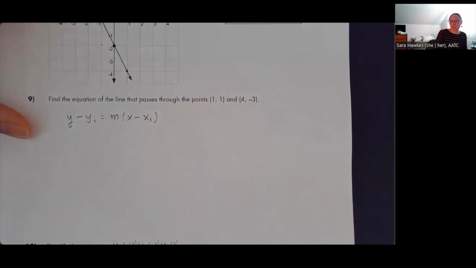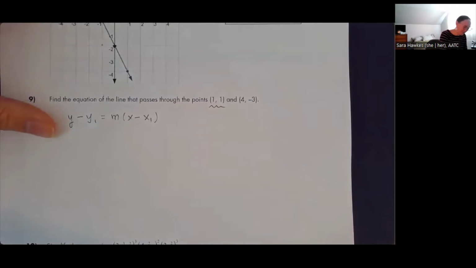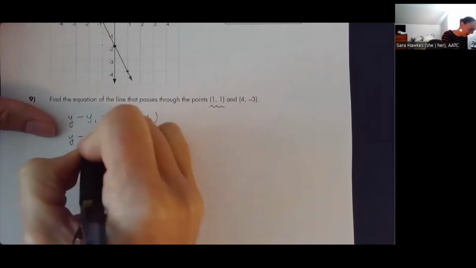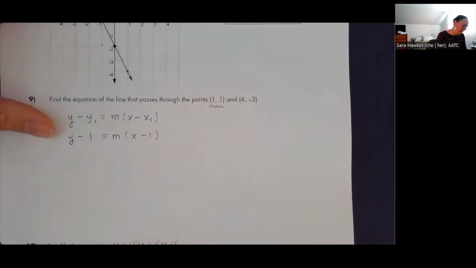I'm going to start by just plugging one of the 2 points in, because I'm always looking to get partial credit first if I can. I'm going to choose this point. So I would have y minus 1 is equal to m times x minus 1. Next up, I do have to find the slope.